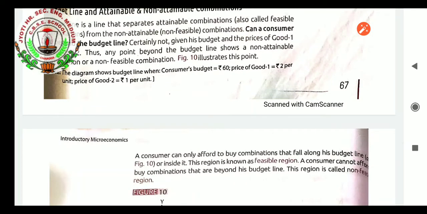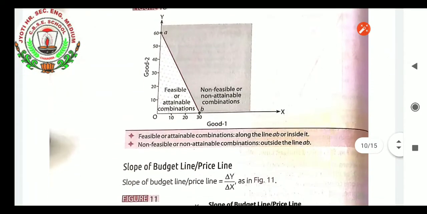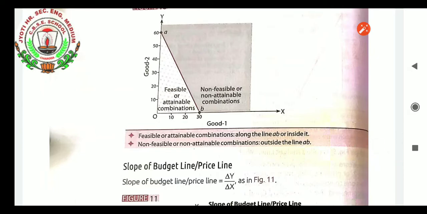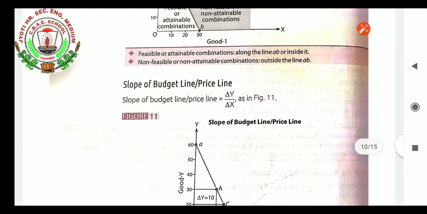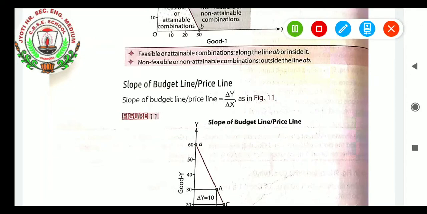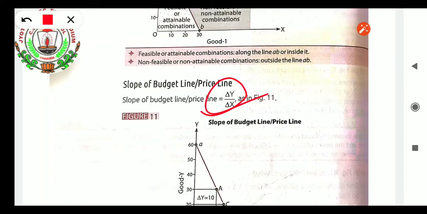Attainable combination, what he can achieve. Non-attainable, what he cannot achieve. So you can see the graph. Feasible is the attainable combination. Non-feasible is that which we cannot attain. Slope of budget line, price line. Slope of budget line or price line is delta y upon delta x, as in figure 11. It can be shown there.